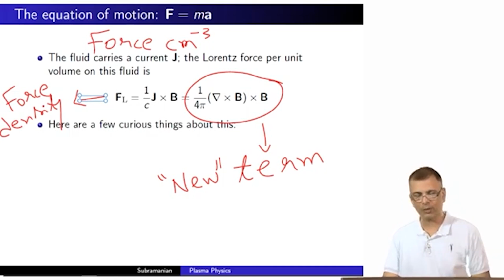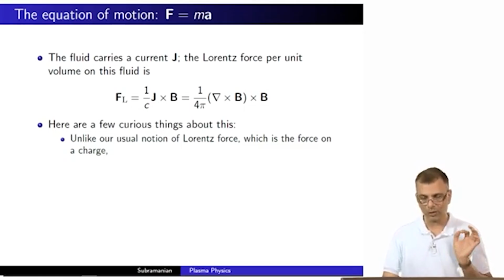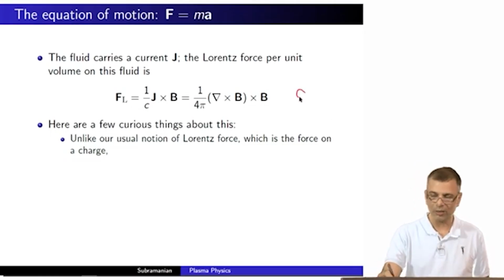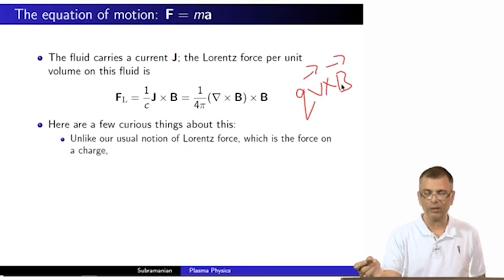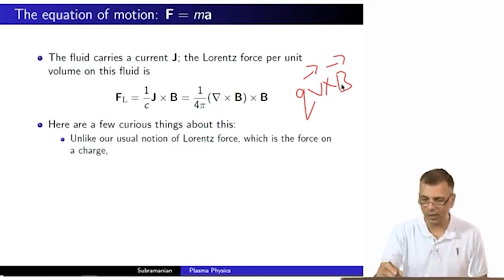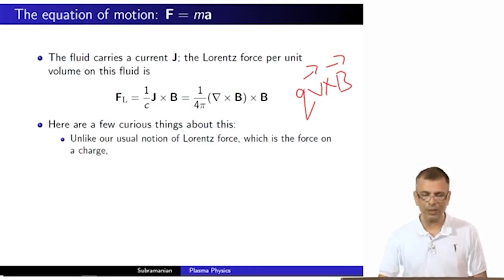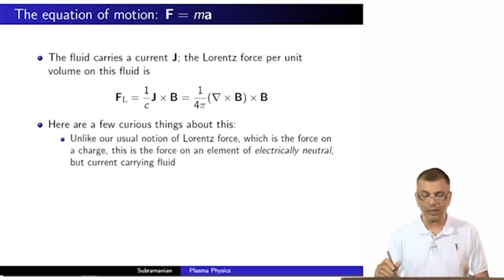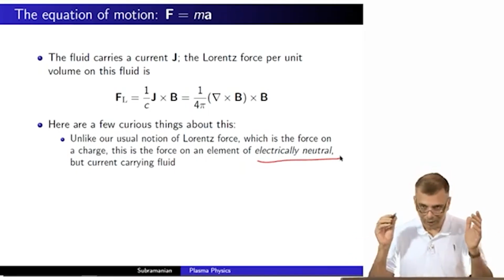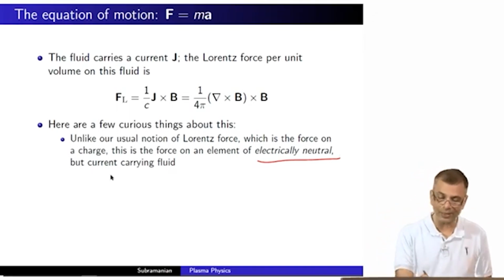There are a few curious things about this force. Unlike our usual notion of a Lorentz force, which is a force on a charge, right? Q V cross B. This is how we normally think of the Lorentz force. It is a force on a charge Q. However, this is the force on an element of fluid that is electrically neutral. There are no charges. The element of fluid is actually electrically neutral, but it still carries currents.